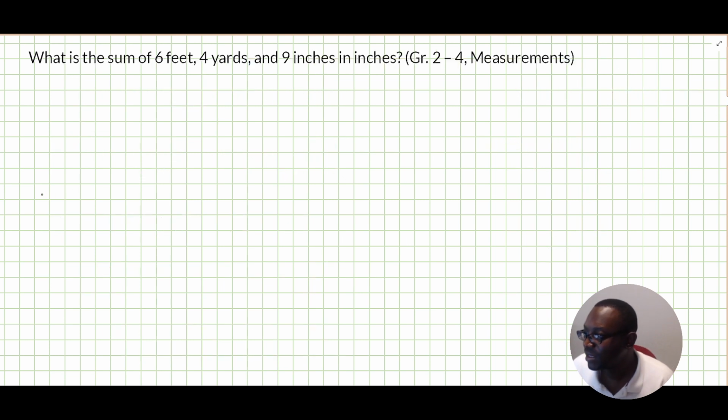So we're looking at measurements. We're converting from one form to another. So what is the sum of... Okay, I'll do another one towards the end, or right after this one. What is the sum of 6 feet, 4 yards, and 9 inches? We'll do another one right after this. And we want the answer in inches.